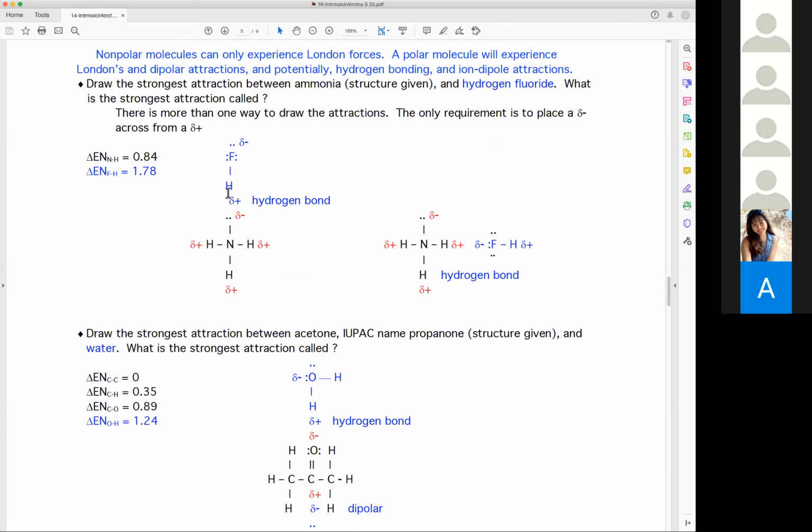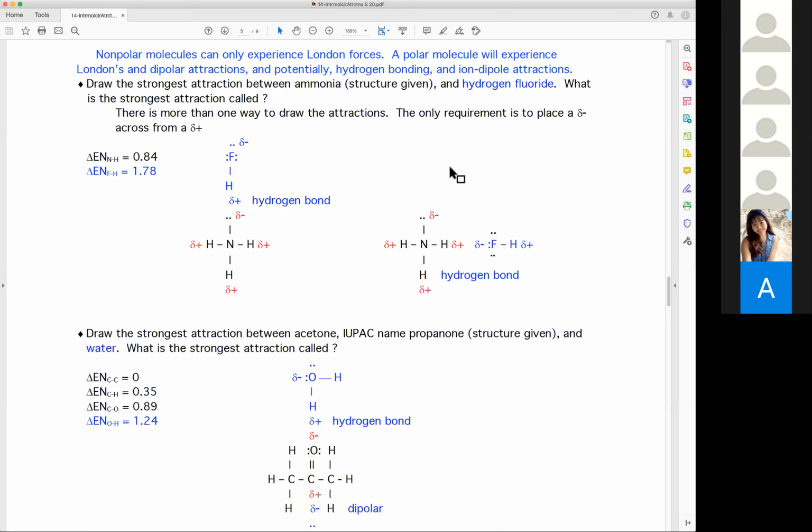So here's the partial positive. Here's the partial negative of the other one. I could also put the partial negative of the fluoride over here, right? But in either case, here's an FH. What do I need in the other molecule? An F, an O, or an N. There's the N, so that's a hydrogen bond. Oh yeah, I did draw the other one.